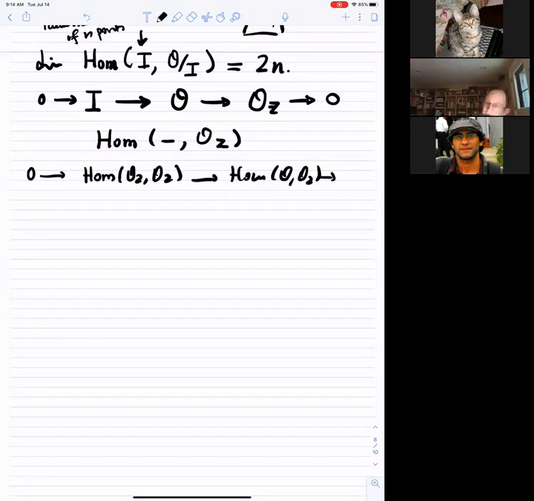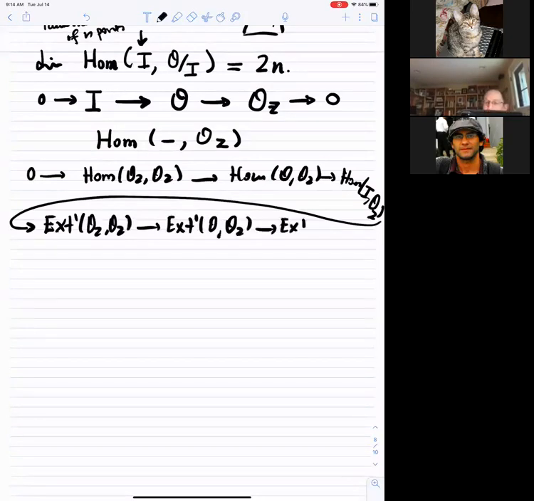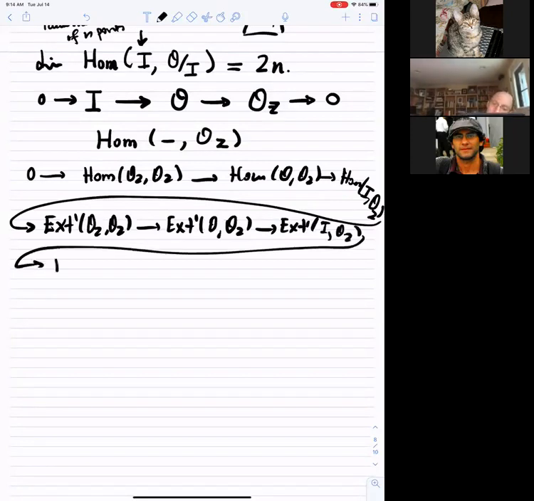Let me see whether I can fit it here. Sorry, I'm not so used to writing on this iPad thing yet. So then here you have Ext^1(O_Z, O_Z), Ext^1(O, O_Z), Ext^1(I, O_Z). Then we have the Ext^2s.